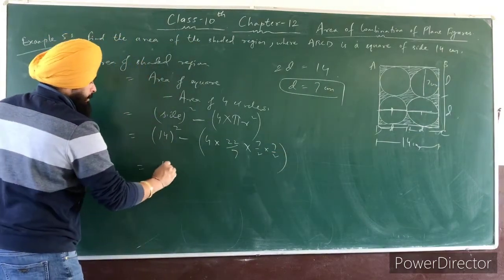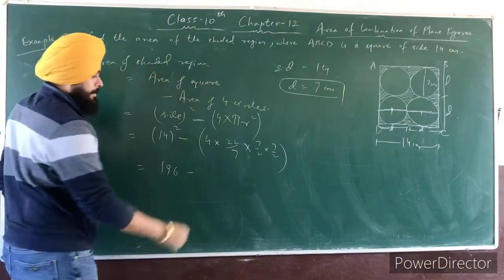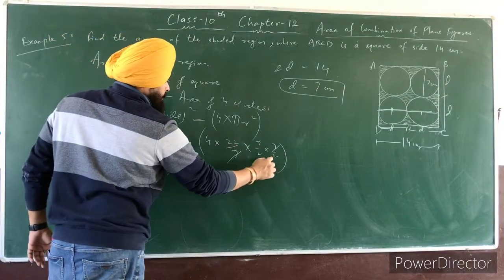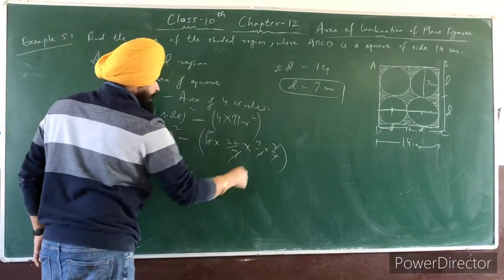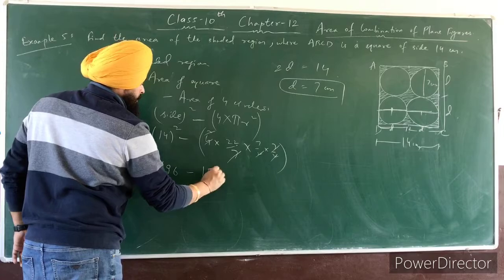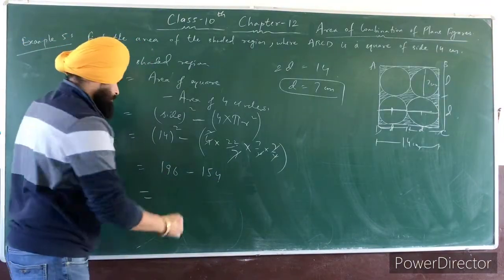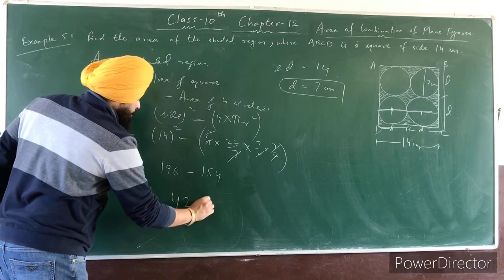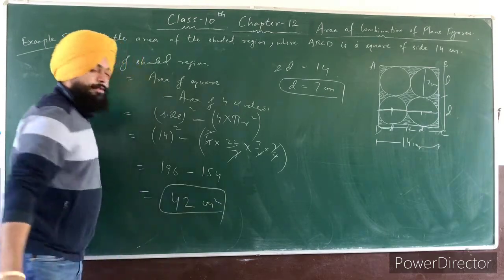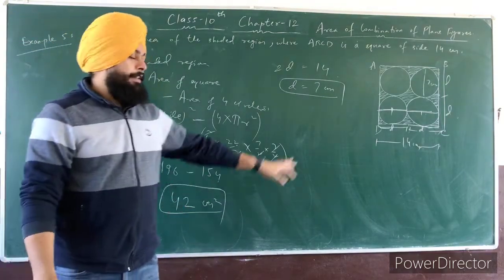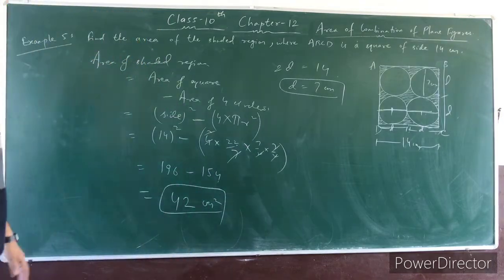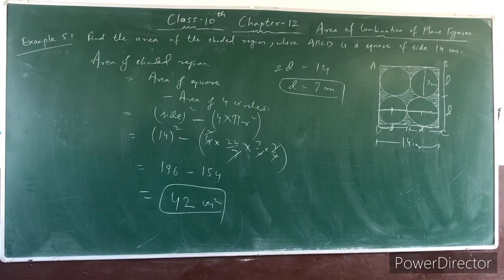Now 14 square is 196. This 7 cancels. 2 to the 4. This 2 cancels. 22 sevens are 154. 196 minus 154 is 42 centimeter square. 42 centimeter square is the area of the shaded portion. This is example number 5.